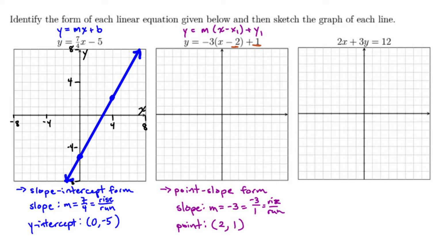Okay, now that we have one point and the slope, we have enough information to graph this line. So let's label our axes, and again I'll scale them. I'm just going to make each tick mark worth 1 unit, so I'll mark off 4 and 8 on both those x and y axes, and then negative 4 and negative 8.